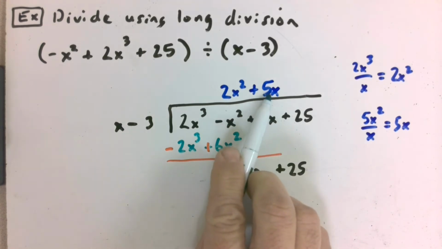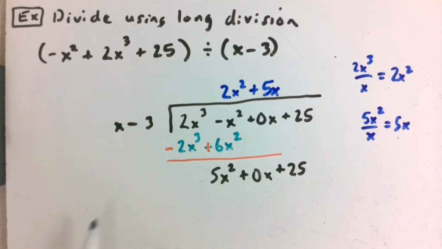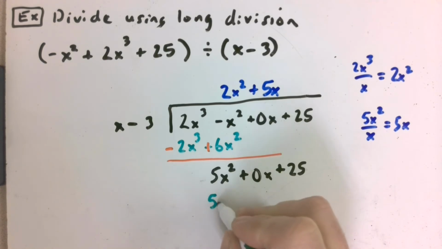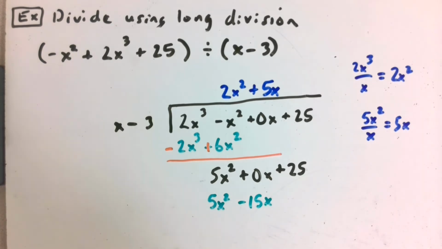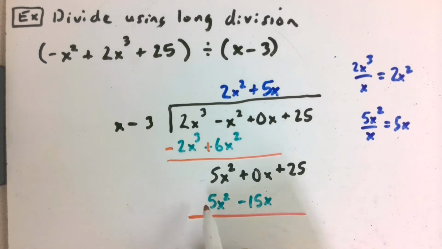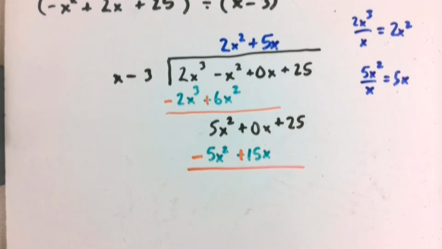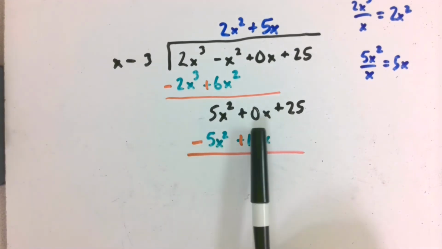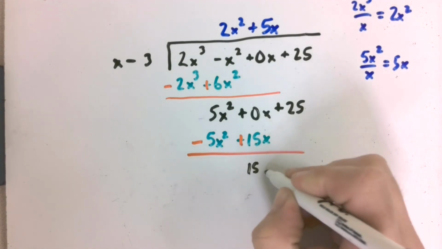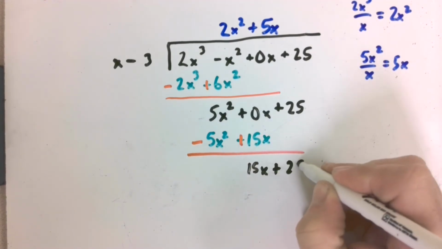The 5x I just wrote on top, I'm going to multiply by both of these terms in front. 5x times x gives me 5x squared, and 5x times a negative 3 is a minus 15x. And then in my third step, in my 3-step cycle, I want to subtract. So I'm going to subtract a 5x squared and subtract a negative, which would make that a plus, for the 15x. The first column here, we have 5x squared minus 5x squared, so that cancels. Then I have 0x plus 15x, which is 15x, and then I can bring the 25 straight down.